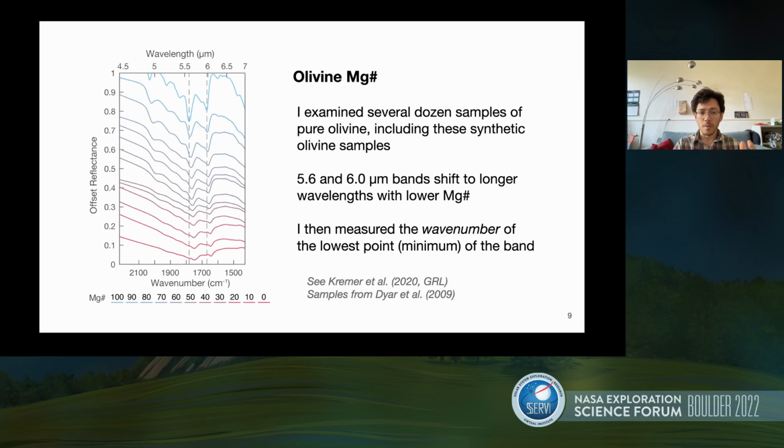others. They range from Mg numbers of 100 on the top in blue to Mg numbers of 0 on the bottom in red. And the most noticeable thing is that there are 2 strong, well-defined spectral bands at 5.6 and 6 microns. And these spectral bands shift systematically to longer wavelengths with increasing iron content.